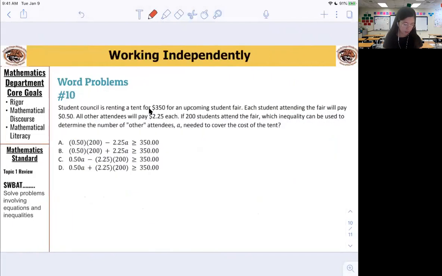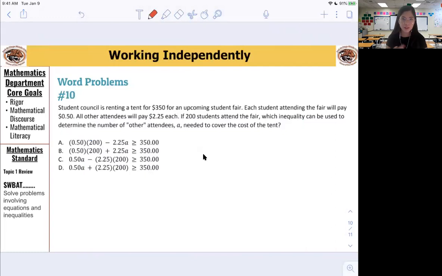Finally, number 10, word problem. Similar idea to the previous ones. We're going to play a game of match. So I'm going to read it carefully and match all of that information to the answer choices I'm given. Student council is renting a tent for $350 for an upcoming student fair. Each student attending the fair will pay 50 cents. All other attendees will pay $2.25 each. If 200 students attend the fair, which inequality can be used to determine the number of other attendees, A, needed to cover the cost of the tent?